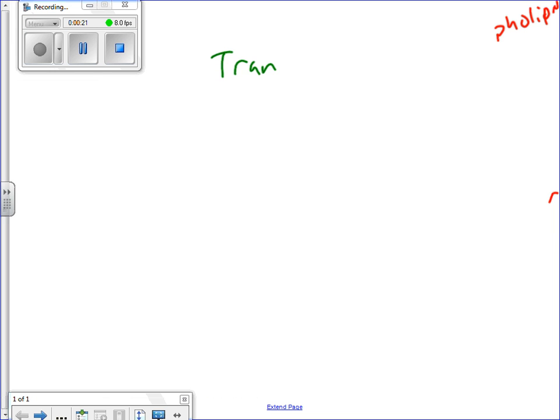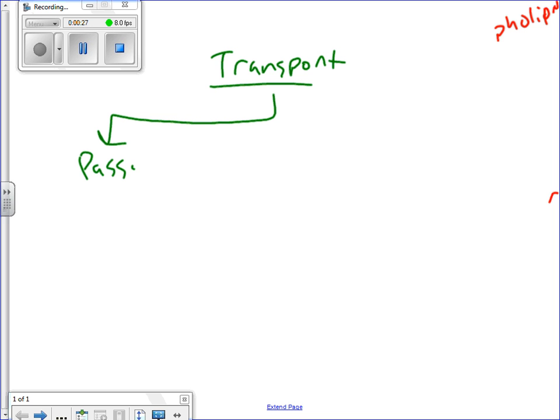Like you had passive transport and you had active transport. Those are the two types of transport. Those are the two ways which things come in and out of your cells. Right? One of them uses energy, one of them does not. They're both natural processes, but one of them happens without energy, one of them happens with energy.